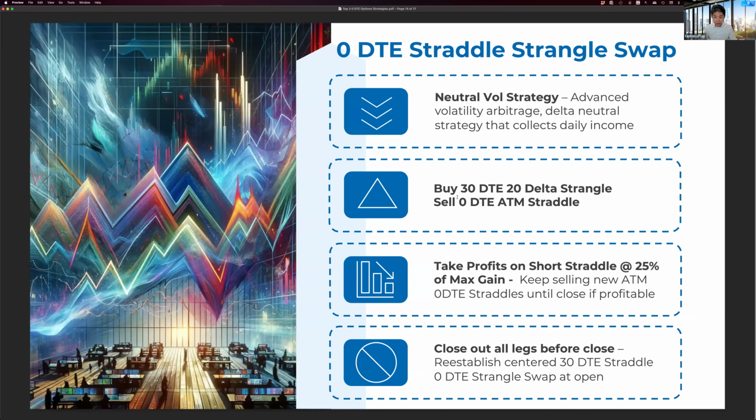What you're doing here is you're buying a 30 days to expiration, 20 delta strangle. So you're buying an out of the money strangle that's 30 days out. That gives you some directional exposure, or it's fairly delta neutral because you're buying 20 deltas. And then what you're doing is you're selling an at the money straddle. And the strategy driver here is actually selling that at the money straddle.